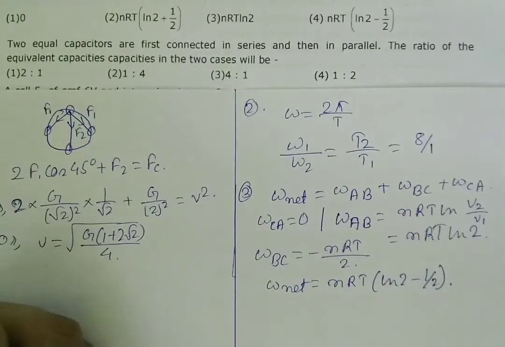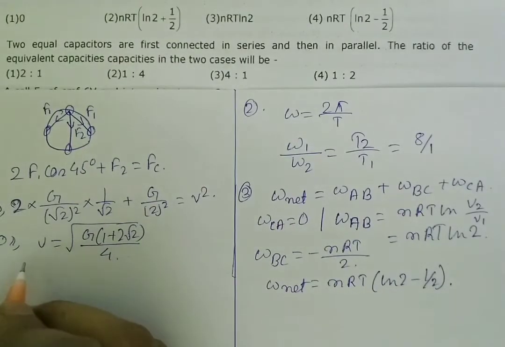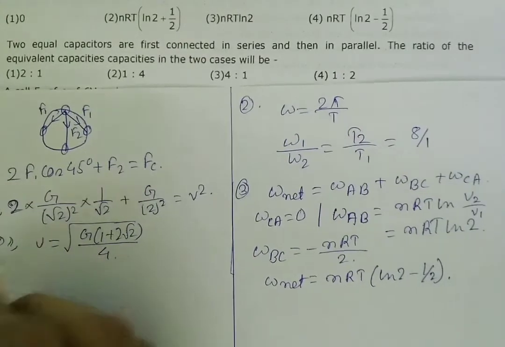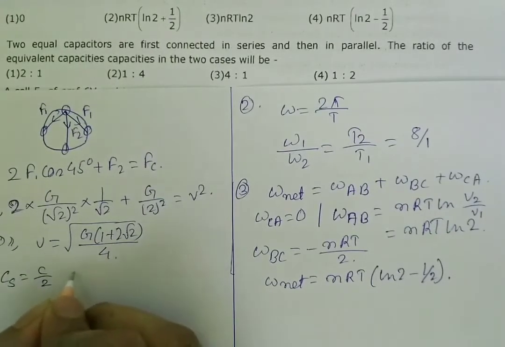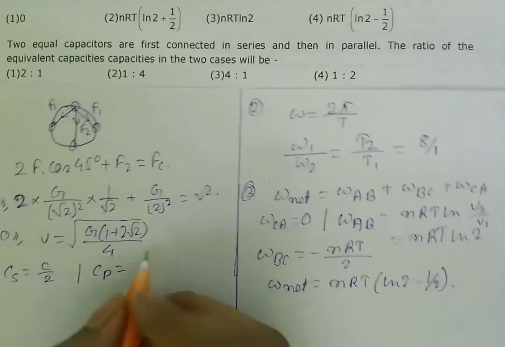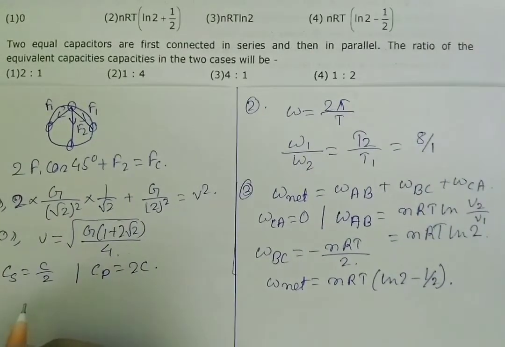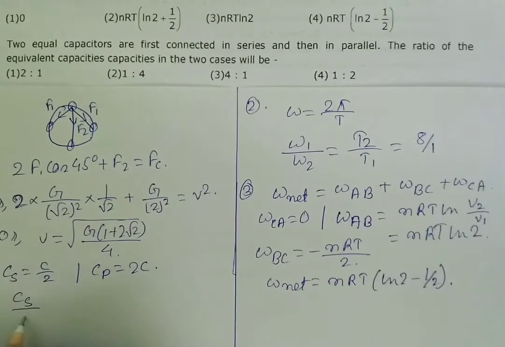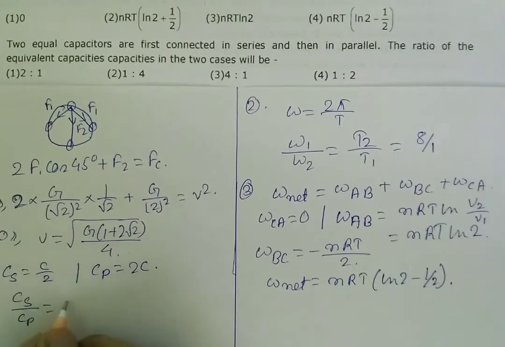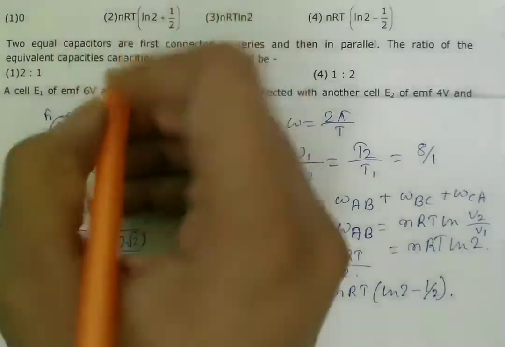Question number 4. It is given that two equal capacitors are connected in two combinations, that is series and then in parallel. So the equivalent capacitance in series will be C by 2, and the equivalent capacitance in parallel combination will be 2C. So we have to find the ratio of the equivalent capacitance in these two cases. So we can say that CS by CP will be equal to 1 by 4. So our answer is 1:4. So option 2 is the correct answer.